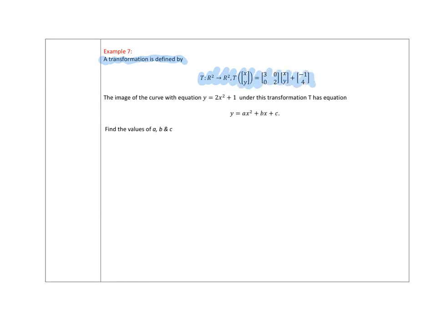It says that the image of a curve with equation y equals 2x squared plus 1. So that means the pre-image is y equals 2x squared plus 1, and the image of this curve under such a transformation is y equals ax squared plus bx plus c. So we don't know what the image is. But our task is to find the values of a, b, and c.